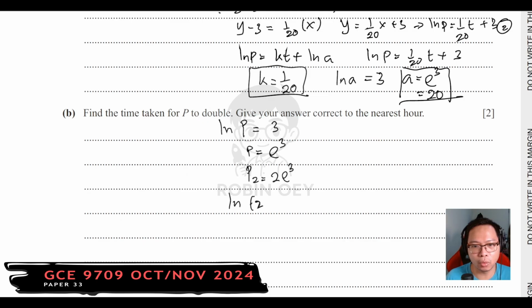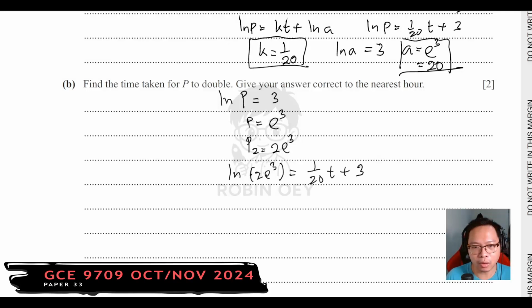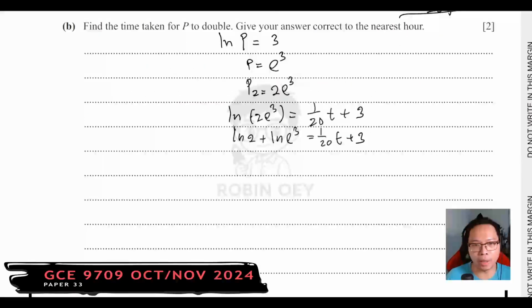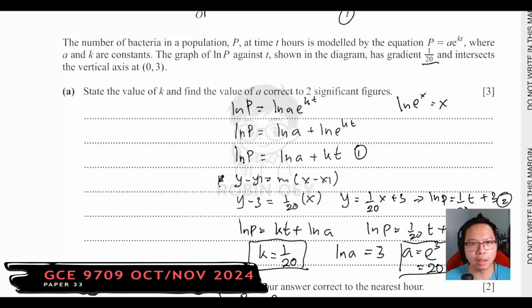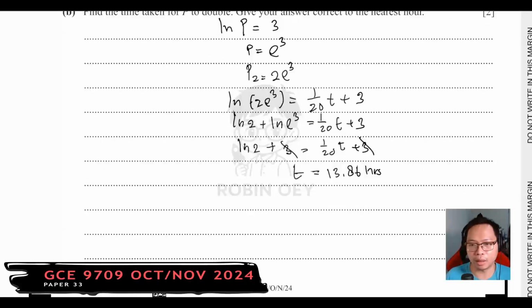So ln 2e cubed equals 1 over 20 t plus 3. We have ln 2 plus ln e cubed equals 1 over 20 t plus 3. Now we have ln 2 plus 3 equals 1 over 20 t plus 3, so the 3 we cancel. So the final time we get is 13.86 hours. If we round to the nearest hour, it will become 14 hours. That is the answer for B. So the time is 14 hours.